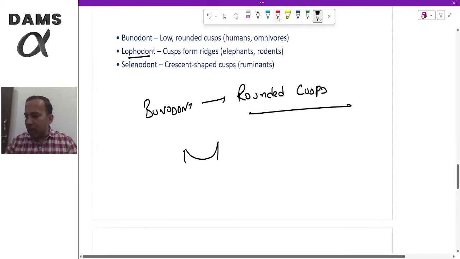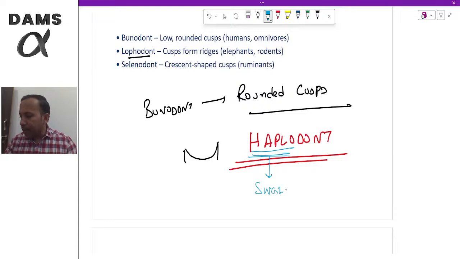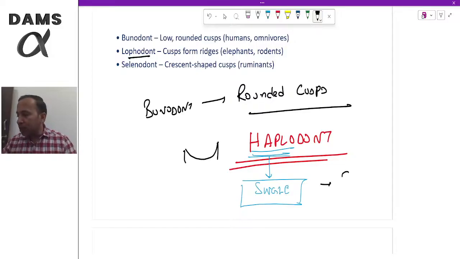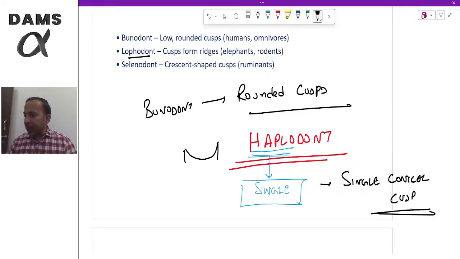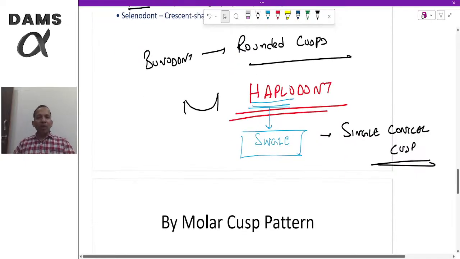There is one other terminology used, haplodont. In the word haplodont, haplo means single, right? So basically haplodont implies a tooth with a single conical cusp, right? So we can use the term haplodont for canines because they have a single conical cusp. So you can remember haplodont also.